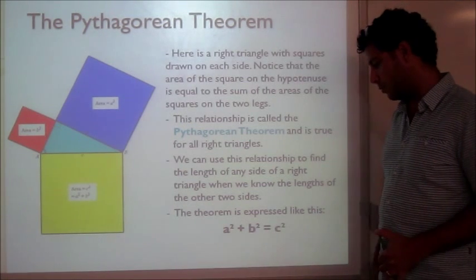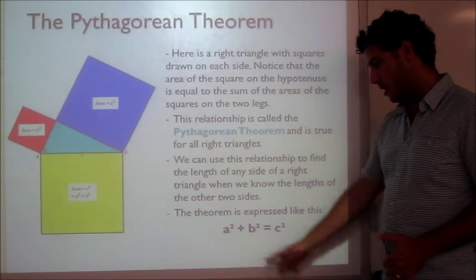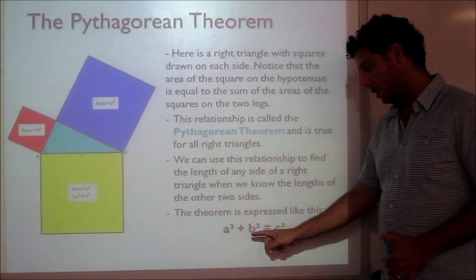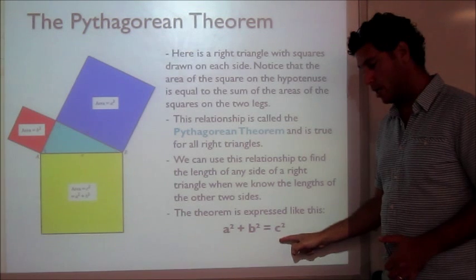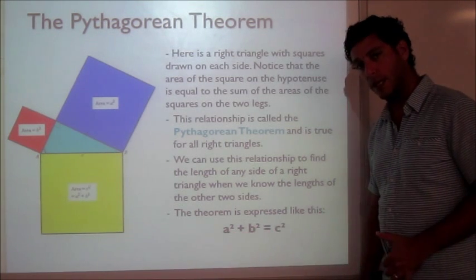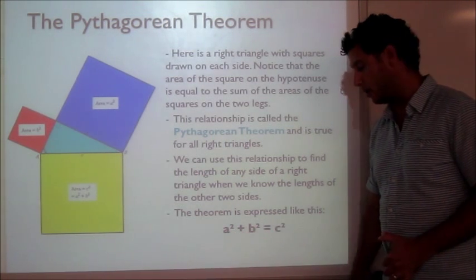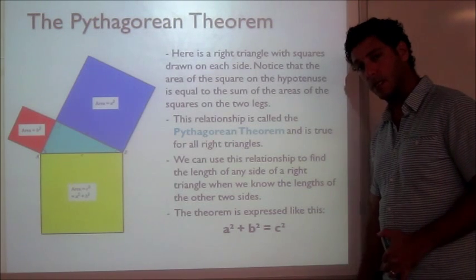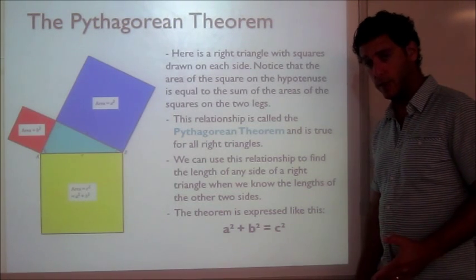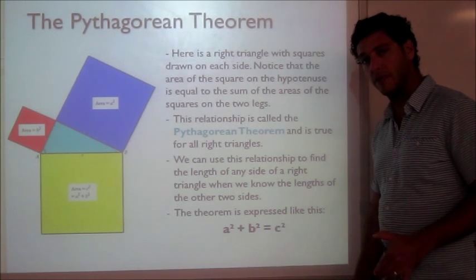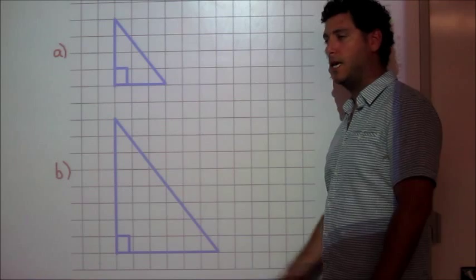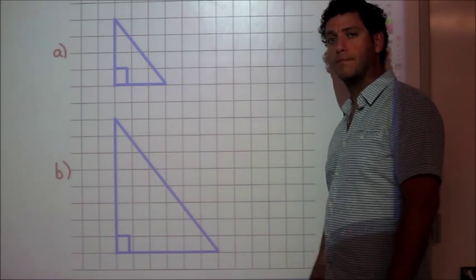The theorem is expressed like this: a squared plus b squared is equal to c squared, where a is the length of one of the legs of the right triangle, b is the length of the other leg of the right triangle, and c is the length of the hypotenuse. Let's have a look at a couple of examples.